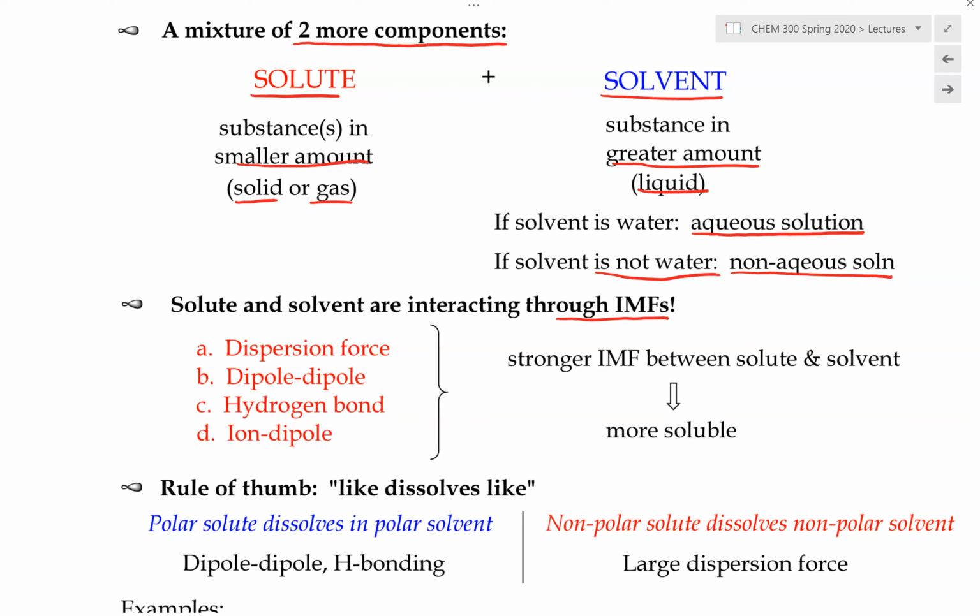Of the different types of IMF that we have seen, a solute and solvent can make these four with each other. They can interact through the dispersion force, the dipole-dipole force, the hydrogen bond, or the ion-dipole force. These are the four different types of IMF that govern how the solute and the solvent interact with each other.